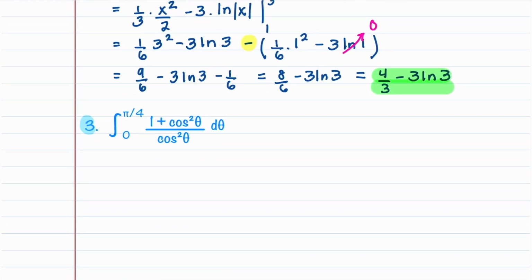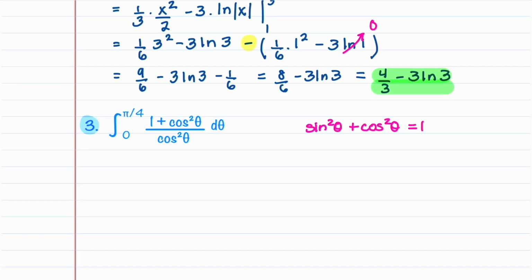I've included this next one because I think this one can be difficult. We are integrating 1 plus cosine squared theta divided by cosine squared theta. Whenever I see something like this, I always think, oh, maybe I can use the formula sine squared theta plus cosine squared theta is equal to 1. But then I see that in the numerator, we have 1 plus cosine squared theta, not 1 minus cosine squared theta. So using that formula is not going to help.